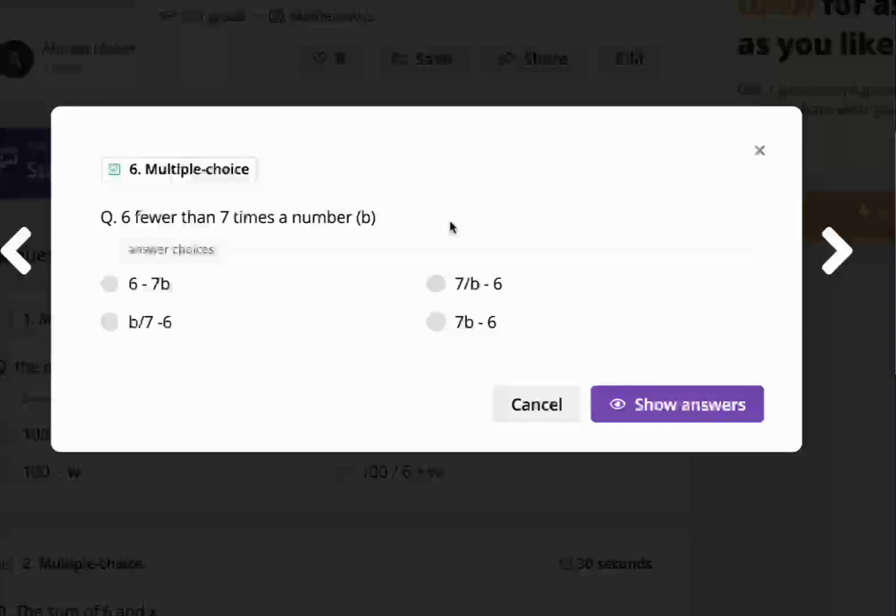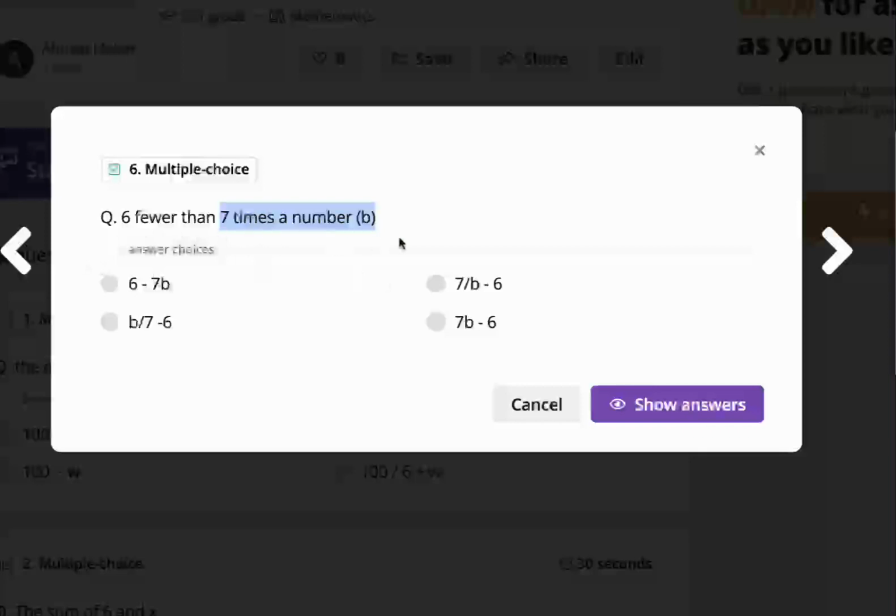Faris? Teacher, Abdullah and Faris are not in the session. Okay. My heroes, do not leave the session before I tell you. I will give you the answers for the rest.